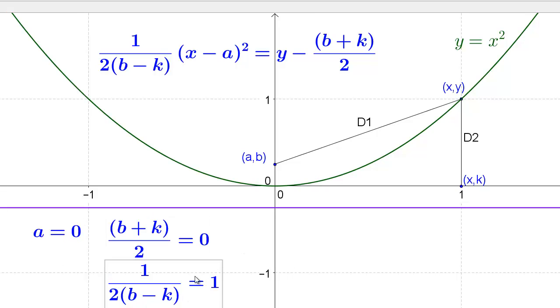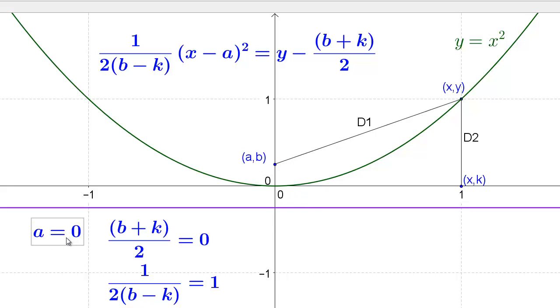So for our parent parabola y equals x squared to match this equation that we've derived for all parabolas, these things must be true: a equals 0, (b plus k) over 2 equals 0, and 1 over 2 times (b minus k) must equal 1. And since the focus is at the point (a, b), and the directrix lies along the line y equals k, if we solve for a, b, and k, we actually find the focus and the directrix for the parabola.